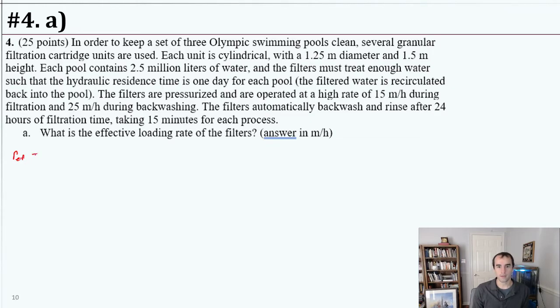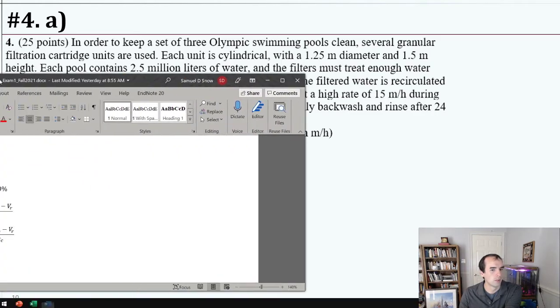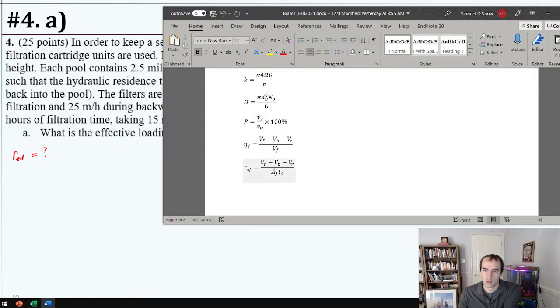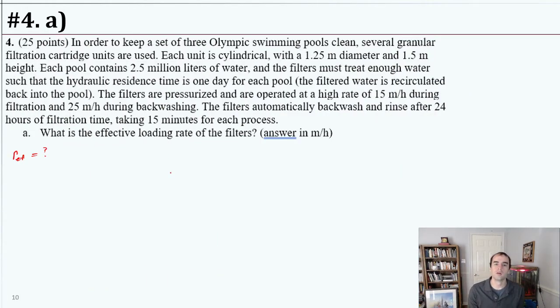So this is REF, and we have an equation for that. It's given, and that's going to be VF, the volume filtered, minus volume backwashed, minus volume rinsed, divided by the area times the time. So that's VF minus VB minus VR divided by the area of the filter times the total cycle time.